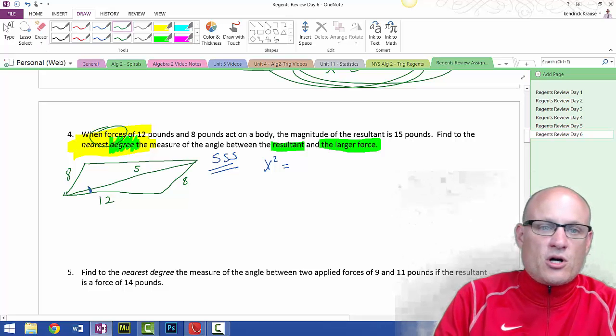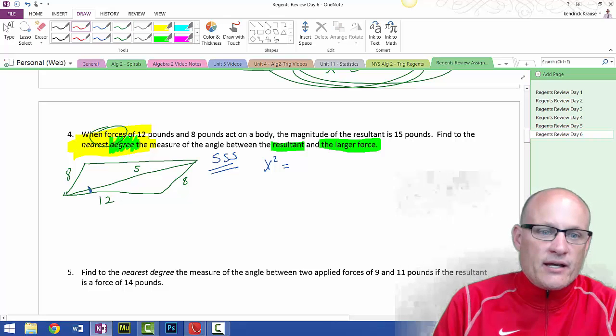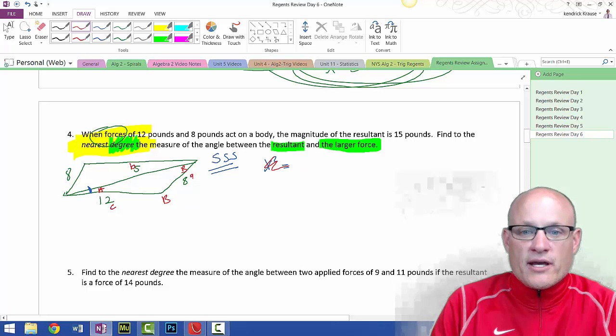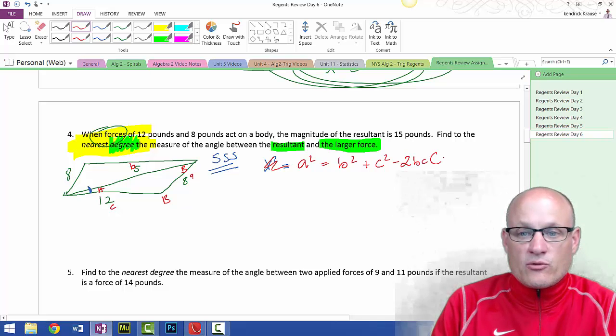So we'll call this A, angle A. So this is little a. We'll call this B. So this is capital B. And we'll call this little c. And this is capital C. Okay. So the formula is a squared equals b squared plus c squared minus 2bc cosine A.